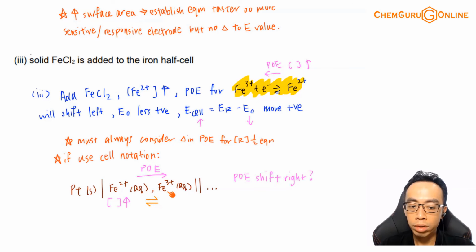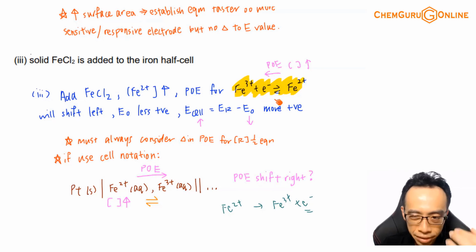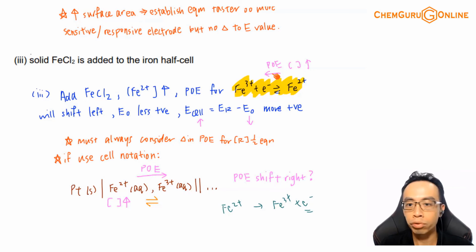It's because when you write down cell notation, you're supposed to show oxidation. This is actually describing this process. Iron 2 plus is oxidized to iron 3 plus, and the electron is on the right hand side. So if you're using this format, that's the problem, because this half equation is in oxidation form. And if you use the cell notation and then try to consider shift in position of equilibrium, the conclusion is totally opposite to what we have here. And the error is because you're using the oxidation form instead of the reduction form, which we are supposed to use, all right?